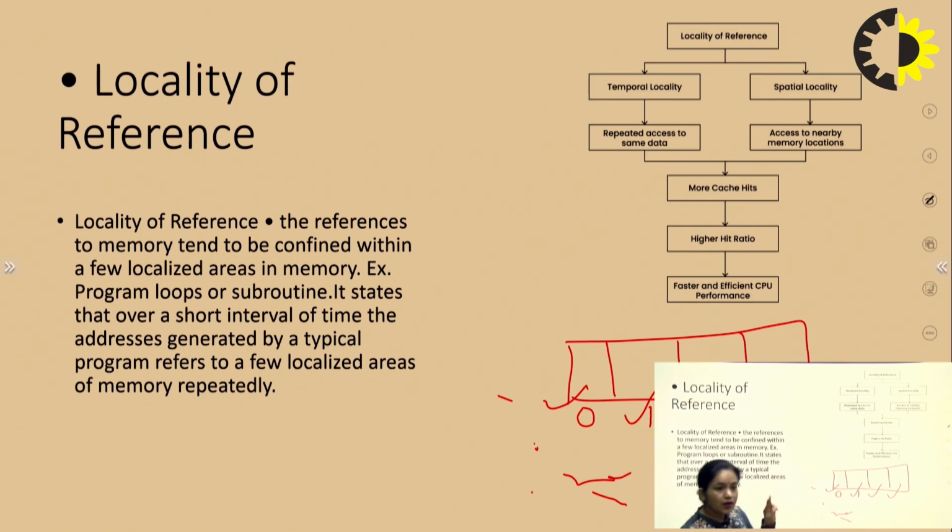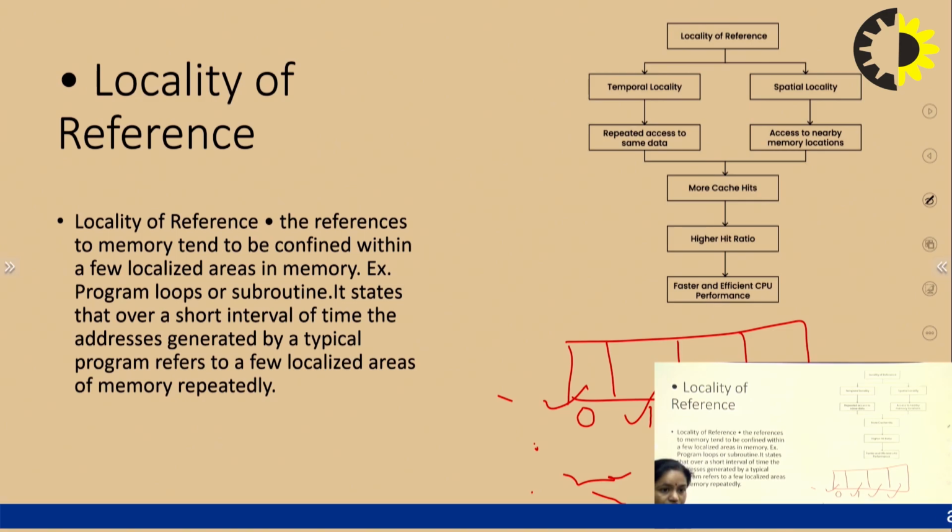So there are two types of locality of reference. Temporal: the same data being accessed again and again will be placed in cache. Spatial: if we are accessing data at a certain address, the nearby data will probably be accessed in the future, so we keep that in the cache memory. That is the concept of locality of reference, on which the cache memory works, and on which a block is placed into cache memory.